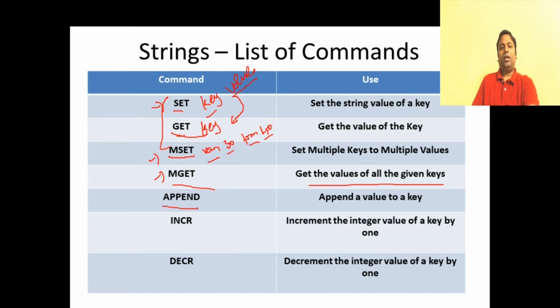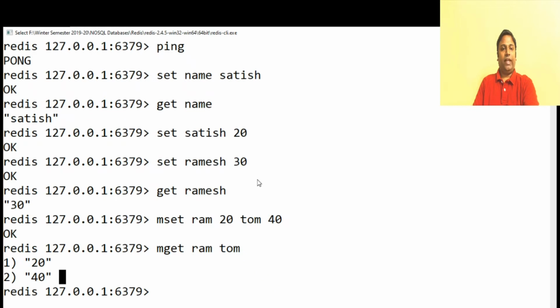And APPEND, what APPEND is going to do is append some value at the end of the key. For instance, I have APPEND, the key is Satish, and then append hello. So it's going to take the value associated with Satish and append this value at the end of the existing value. So let's go and take some examples here.